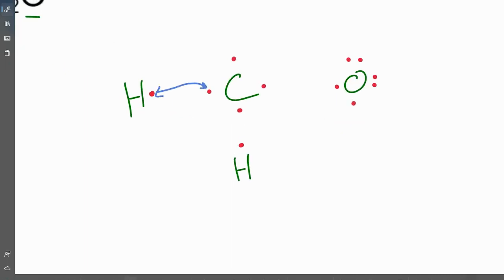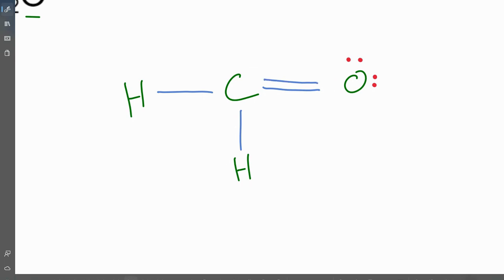So here's 1 pair. Here's another pair. Here's another pair. Oxygen has 2 lonely electrons. So what'll happen is the carbon and the oxygen will actually share 2 pairs of electrons. We replace a shared electron pair with a bond line. But since the carbon and the oxygen share 2 pairs, they actually share 2 bonds.